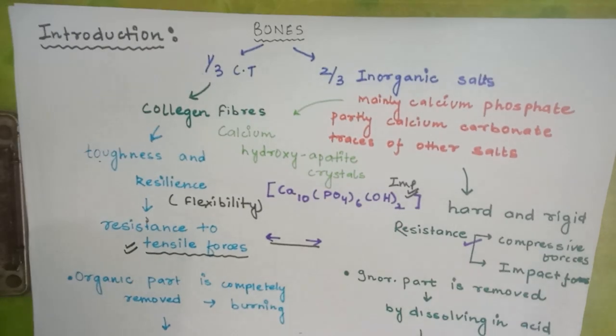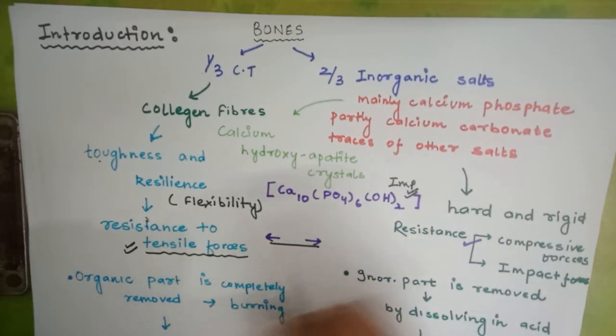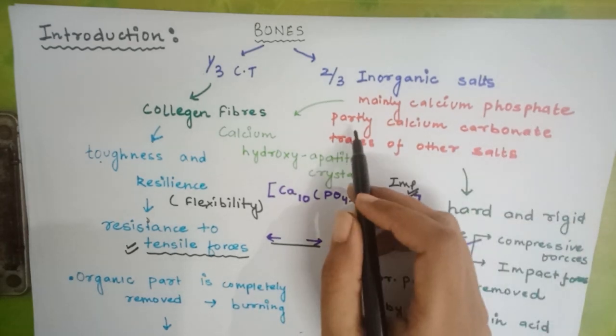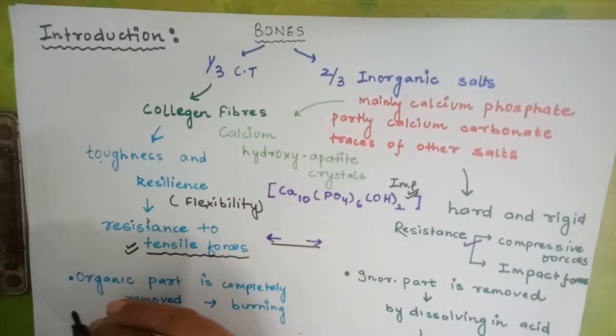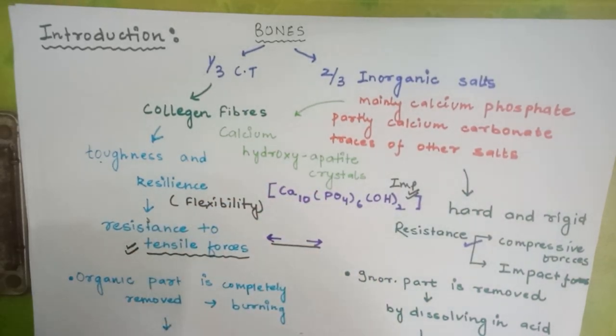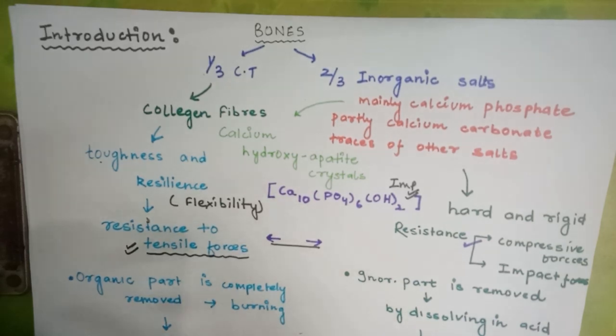These bones are comprised of two components. The first one is the organic part or the connective tissue part, that is 1/3, and the second part is the inorganic part, that is the 2/3 part. The organic part of bones is made up of collagen fibers, and the inorganic part is mainly made up of calcium phosphate, partly by calcium carbonate, and in traces other salts are also found. So mainly calcium phosphate is present.